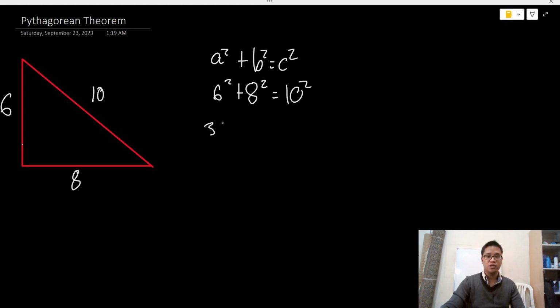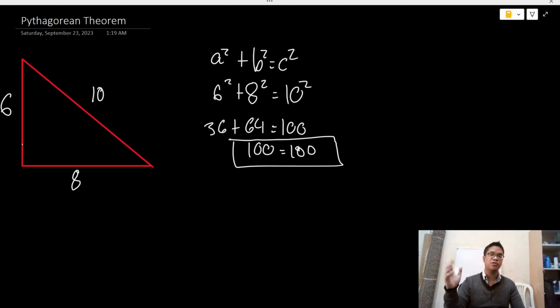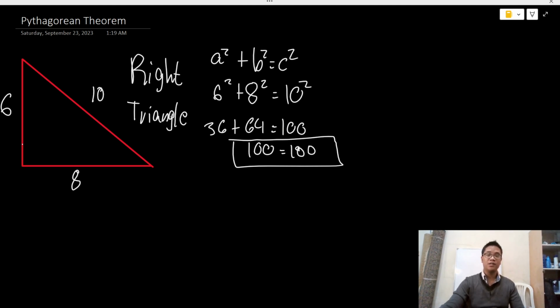So let's take a look. 6 squared is 36, and 8 squared is 64, and 10 squared is 100. Add 36 and 64 together, you will have 100. So as you can see, both sides are equal to each other. That implies that this is a right triangle. Okay, so we can use this theorem to prove if the triangle itself is right.